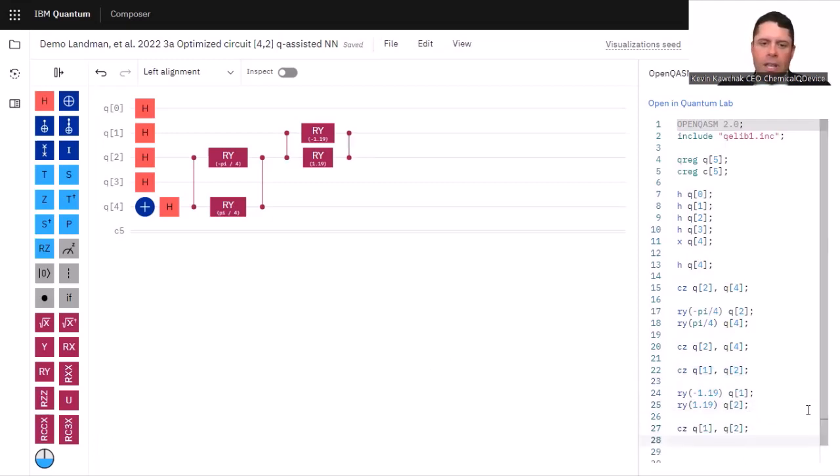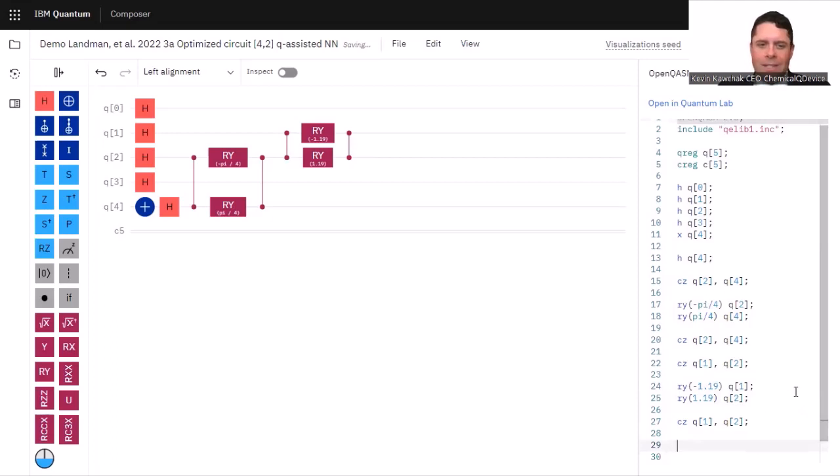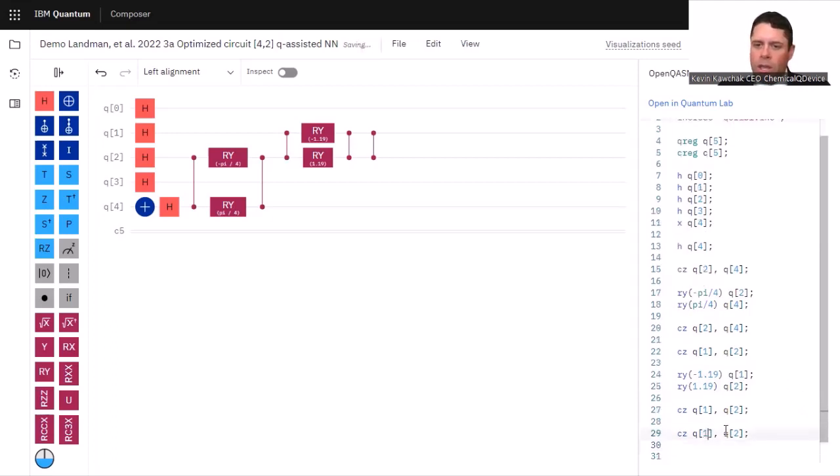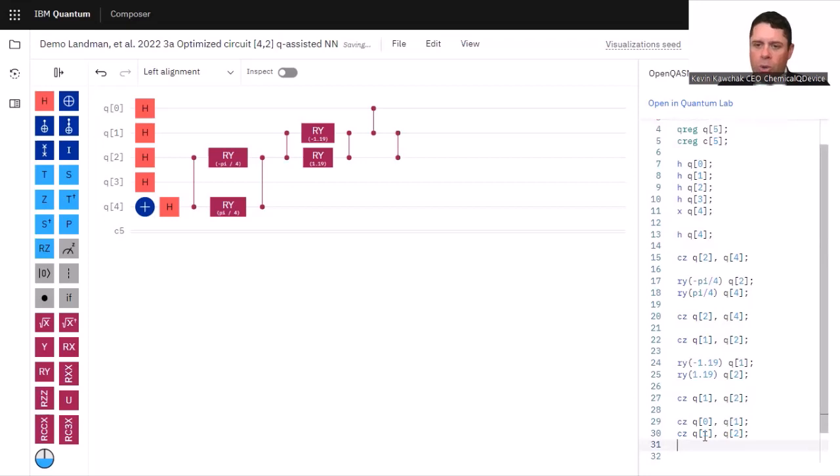And then the next, it's more space, and we have CZs at 0, 1. Okay. And then we have no space, but this is 2 and 3. So here's 2, and then here's 3. Okay, so you'll see those like that.